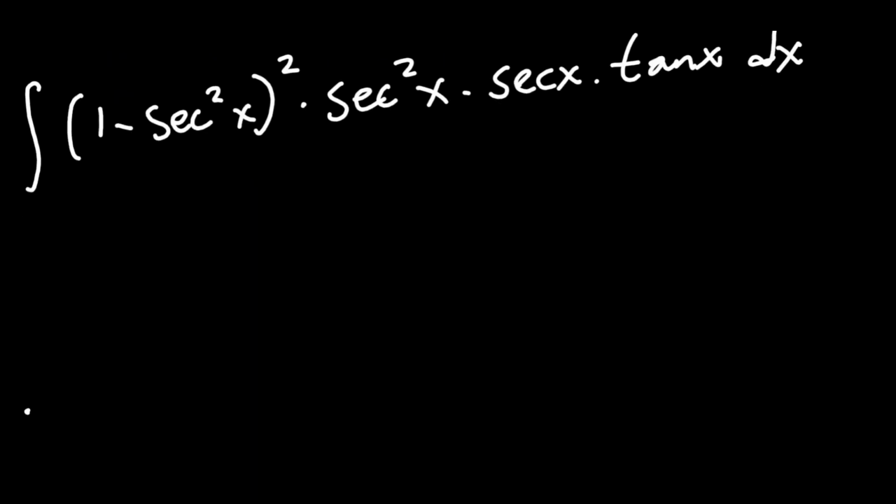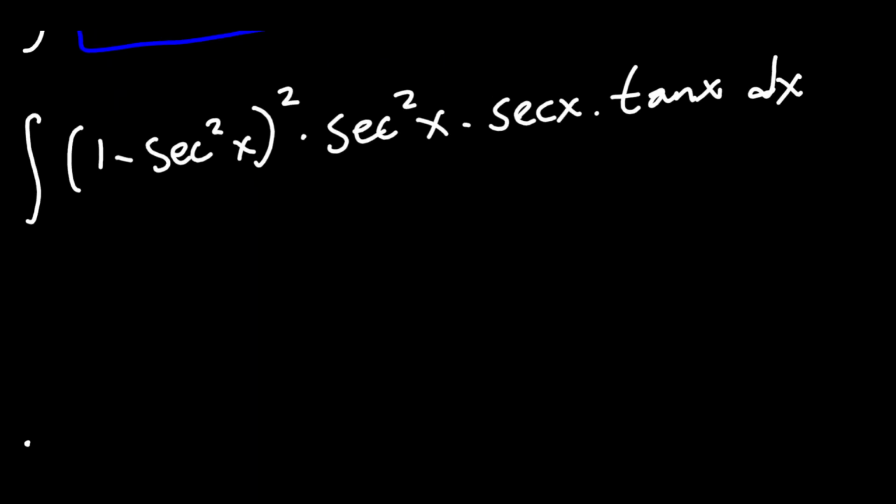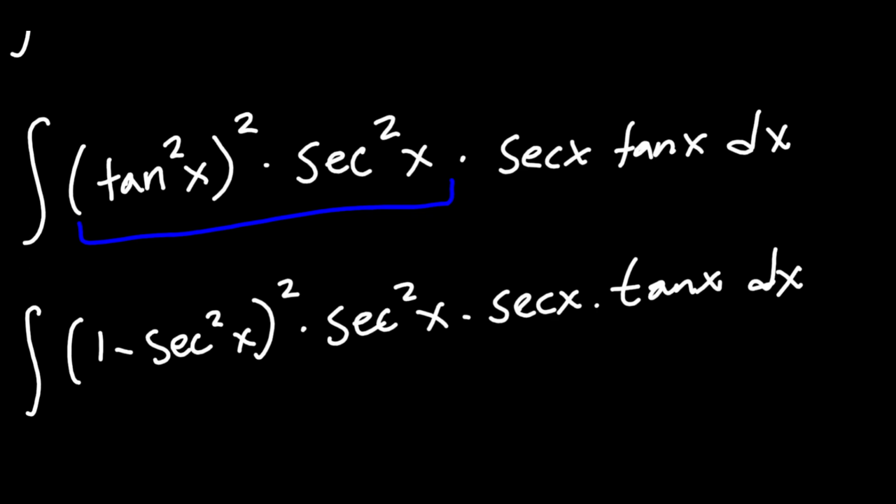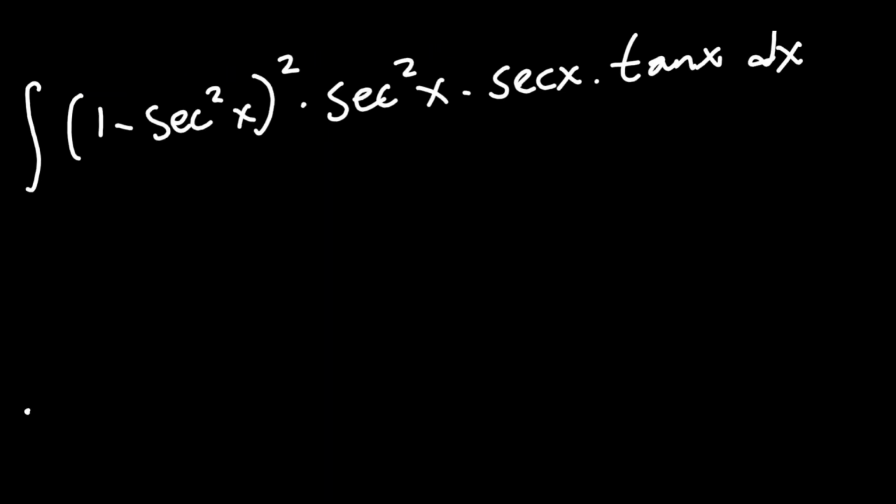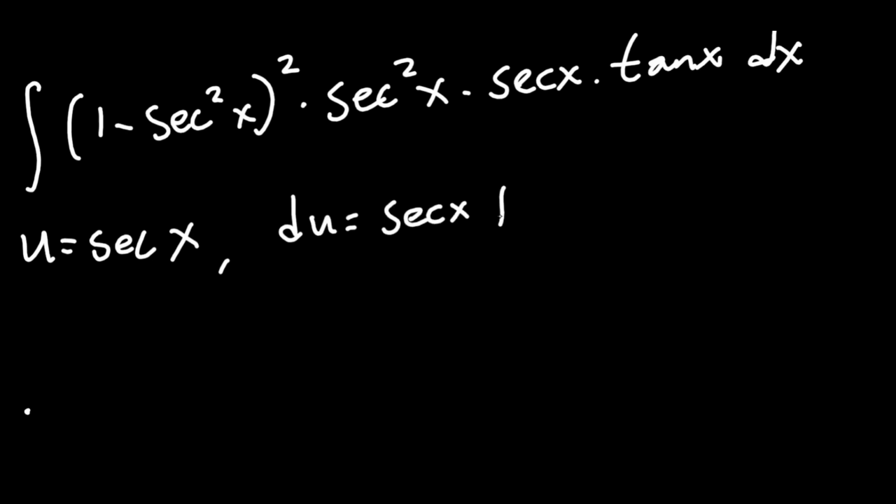with u-subbing for secant. A lot of times it's just trial and error to know what to u-sub, but in this case we're going to do u equals secant x. It seems like a pretty good choice. And if you think about what you're going to u-sub, we need to also think about the derivative. So the derivative du is equal to secant x tangent x dx.